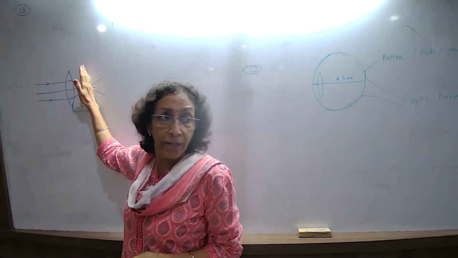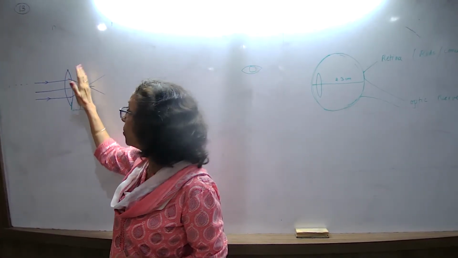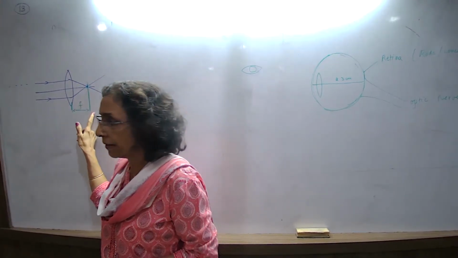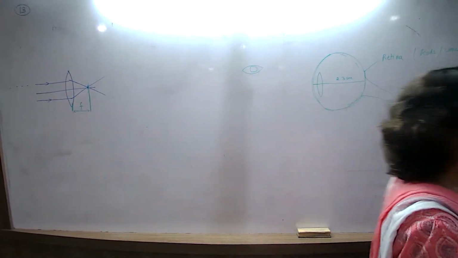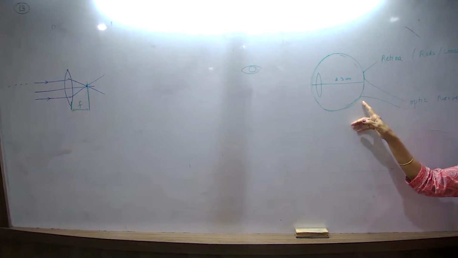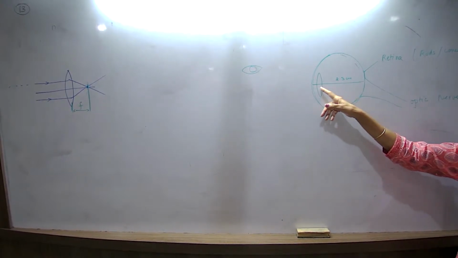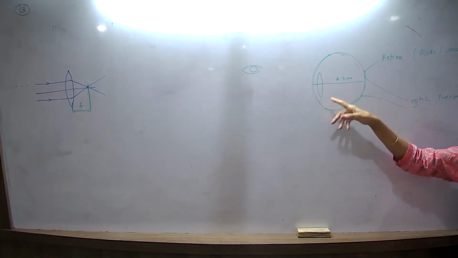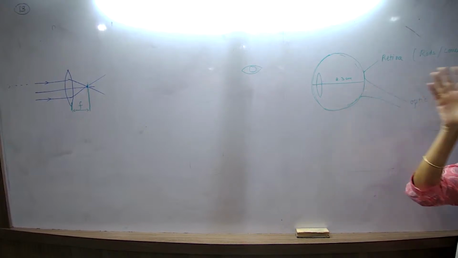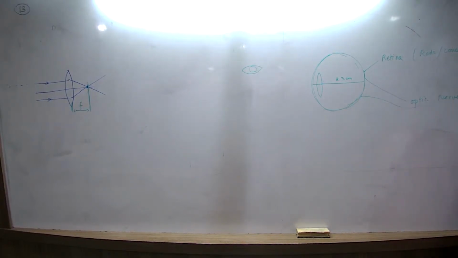So how do we calculate the focal length? It is the distance between the lens and the screen. What happens in the human eye? In the human eye, the screen itself is your retina. So the distance is approximately, that's why I said approximately, about 2.3 centimeters. Is that okay?